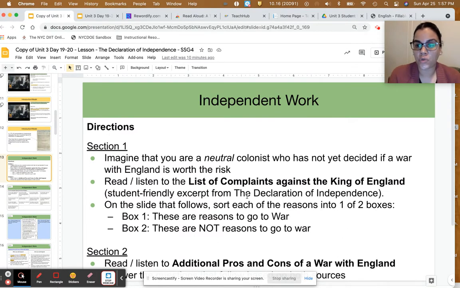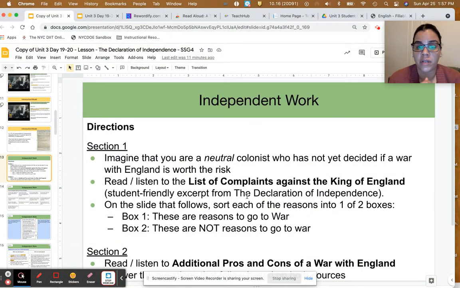Maybe you can have two students in a group or all students take turns reading one or two assigned lists of complaints. And then students should share their thoughts on whether that is a good reason to go to war, and why it is a good reason to go to war. So we're really assessing students' synthesis of the information from previous lessons.